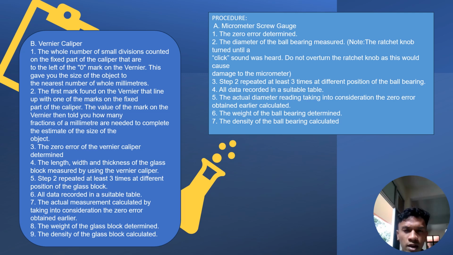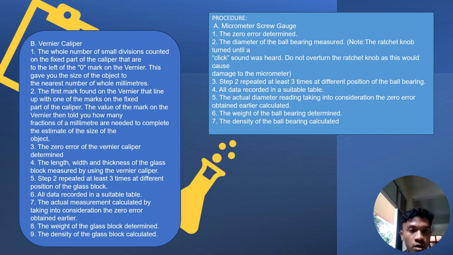Number 5, the actual diameter reading taking into consideration the zero error obtained earlier calculated. Number 6, the weight of the ball bearing determined. And number 7, the density of the ball bearing calculated. So for B, the vernier caliper, number 1, the whole number of small division counted on the fixed part of the caliper that are to the left of the zero mark on the vernier. This gives you the size of the object to the nearest of whole millimeters.